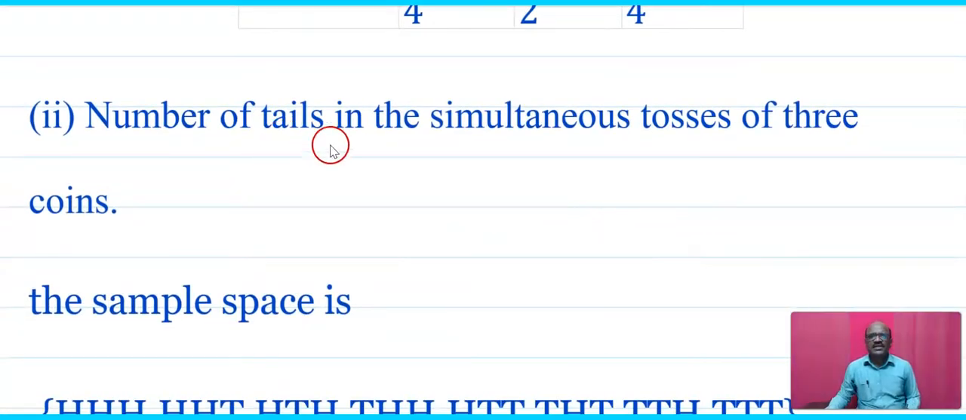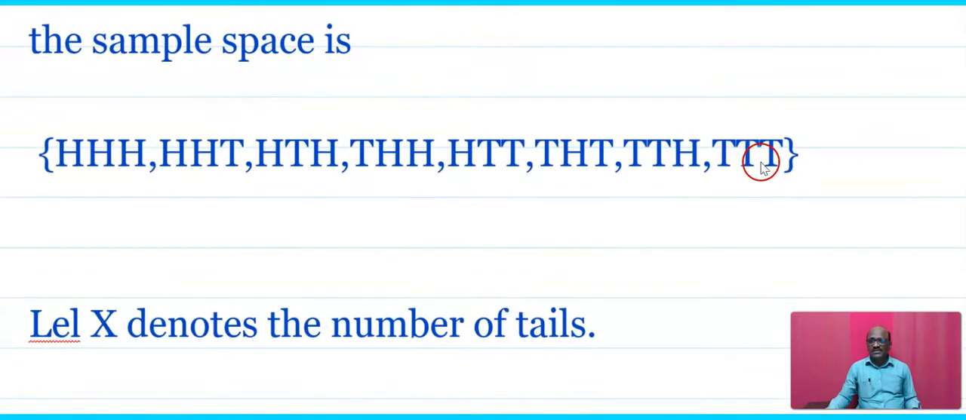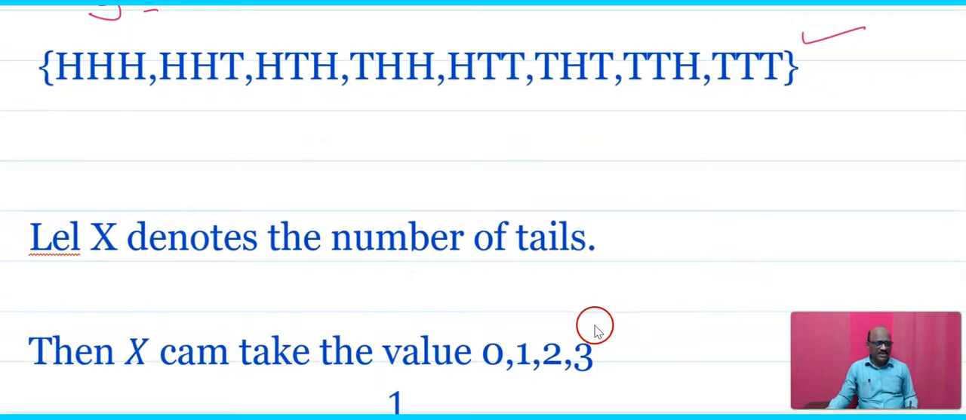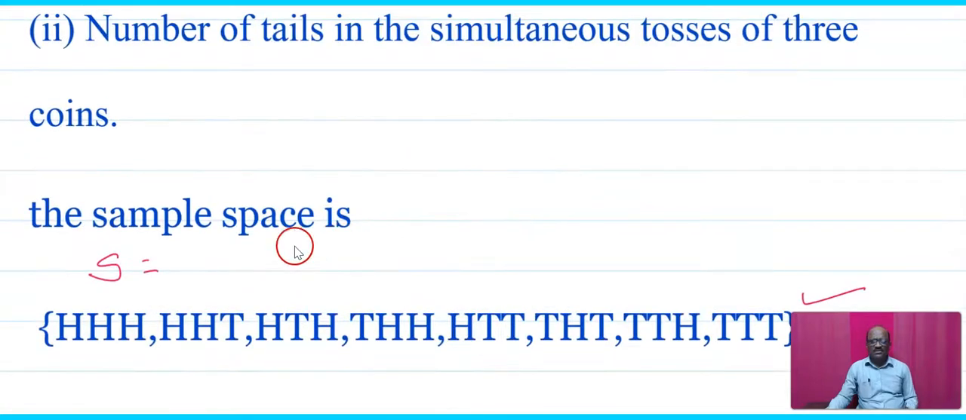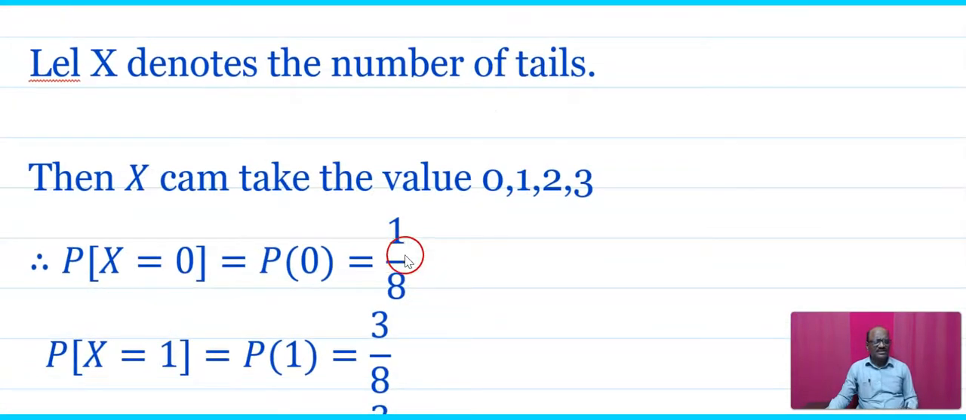Next problem. The number of tails in the simultaneous tosses of 3 coins. Therefore, the regular sample space S is as follows. Let X denote the number of tails. The number of tails is 0 tail, 1 tail, 2 tails, 3 tails. 0 tail means all are heads. Therefore, it happens only a single time, one time.